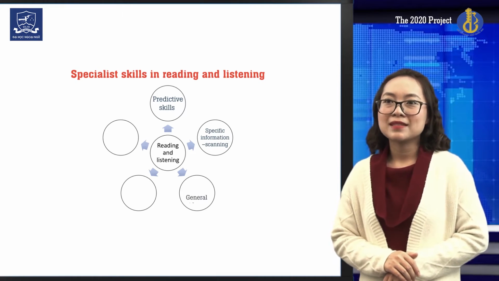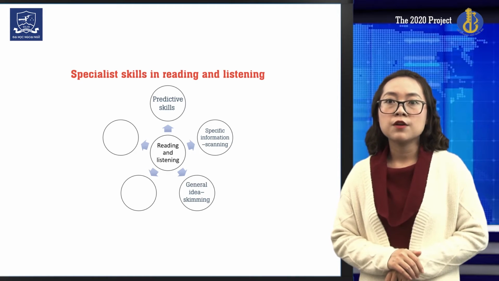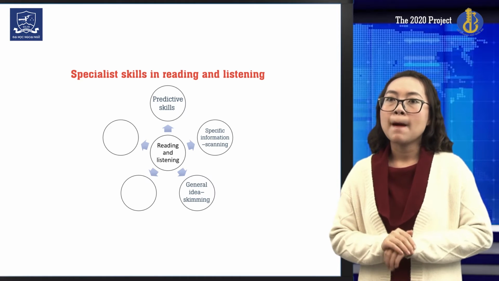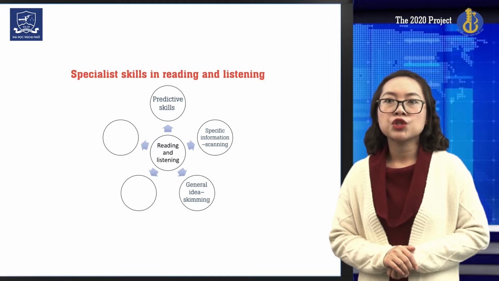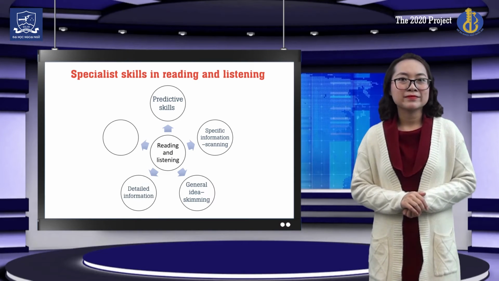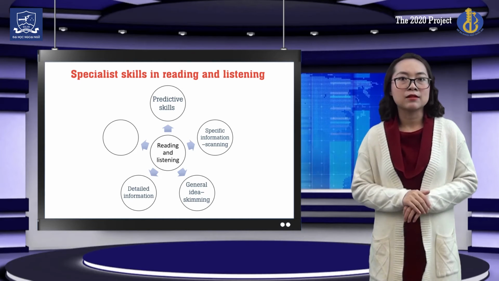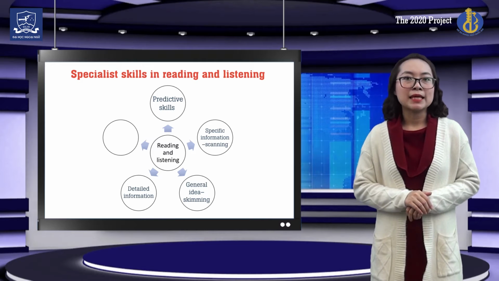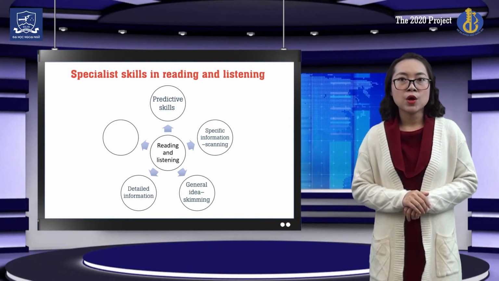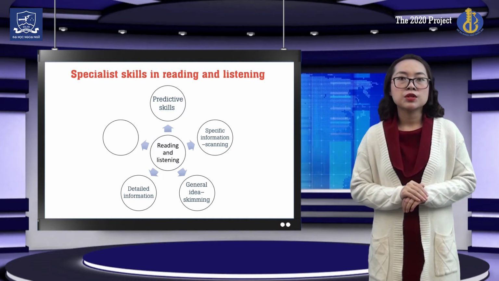General idea, skimming. This is where we read or listen for the gist of a text or dialogue. We don't focus on every single word, but are just trying to get a general understanding of the content. Detailed information. Sometimes we read in order to understand everything in detail. For example, when reading or listening to detailed directions on how to get to somewhere, we need to read or listen in a concentrated manner to gain full benefit.